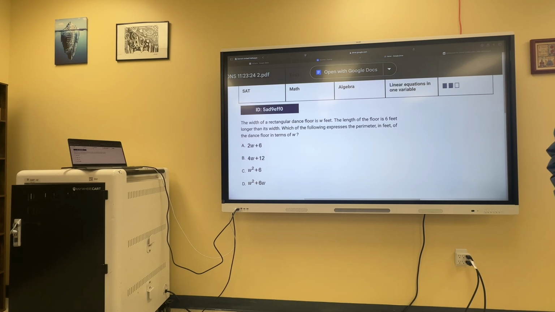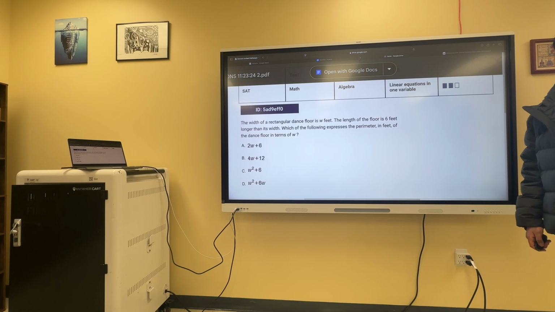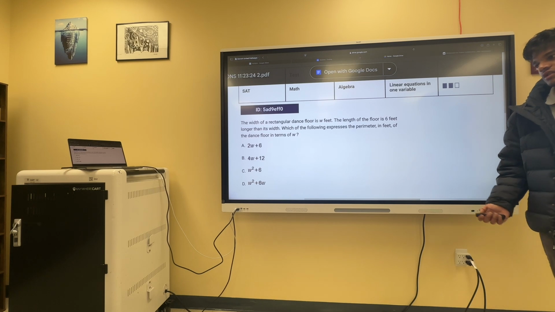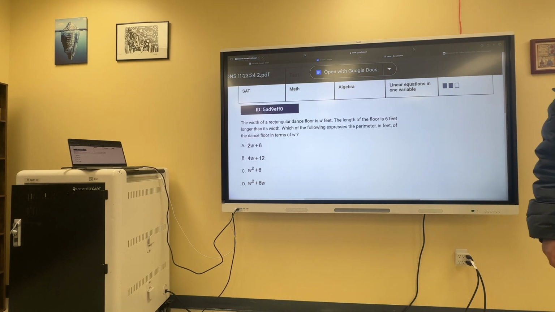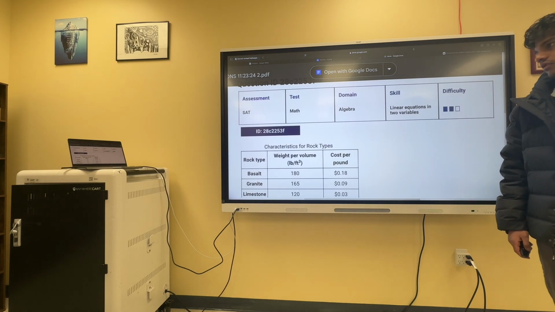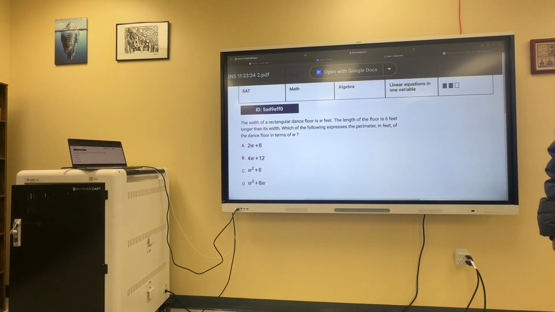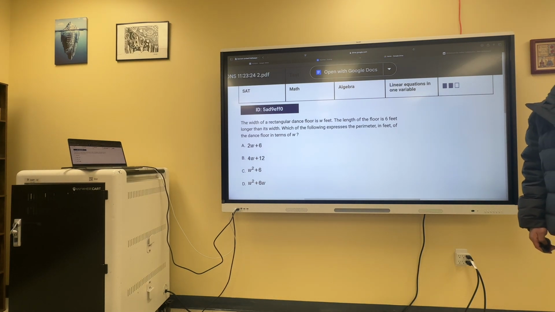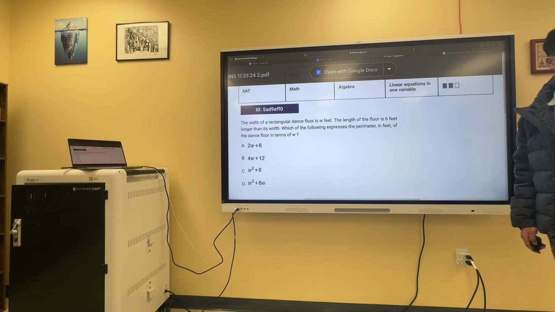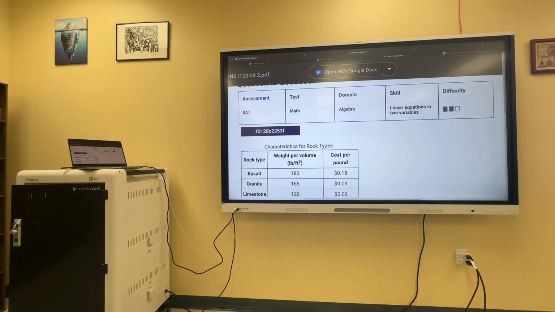C would apply or D would apply if we're talking about area. But we're not talking about area, we're only talking about perimeter. So this is only going to be linear. This is not going to be quadratic, which C and D indicate. We're not finding area, and that's why C and D are not correct, okay? Do you guys have any questions? Do you guys understand everything? Okay, let's move on to the next question.